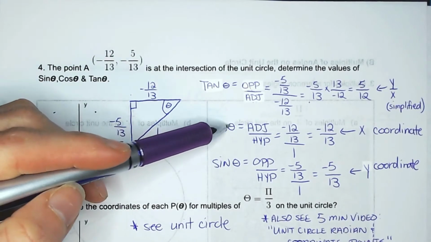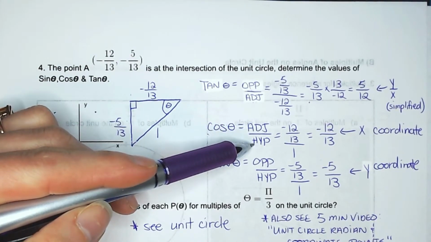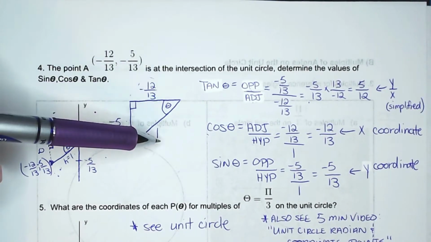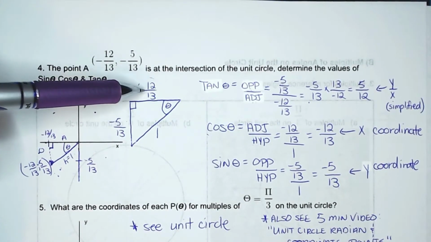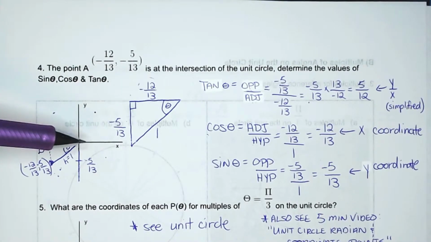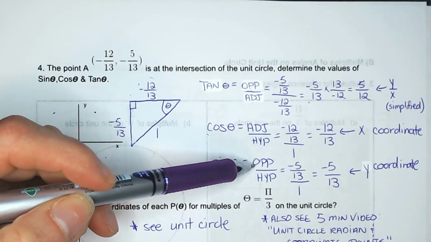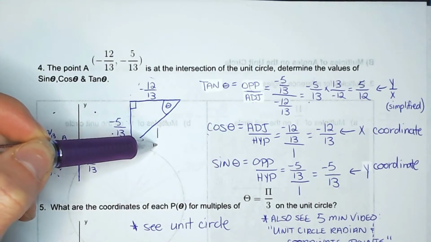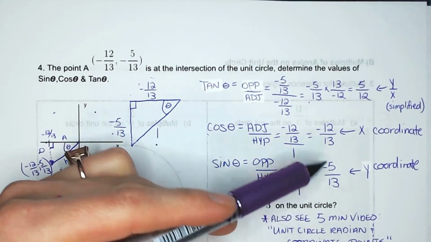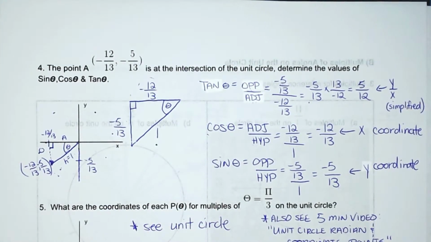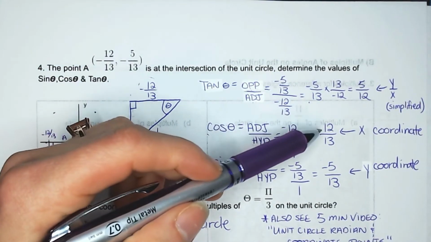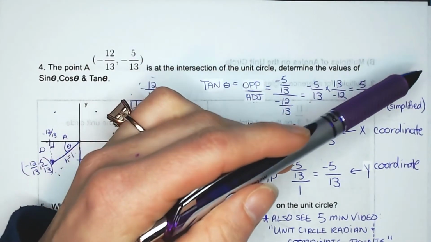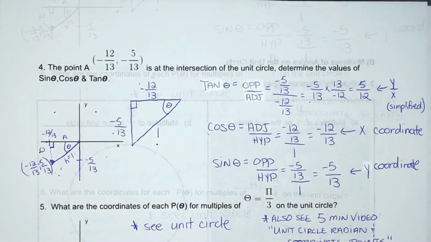Now, our cos theta is equal to adjacent over hypotenuse. Our adjacent side is negative 12 over 13, and our hypotenuse is 1. Notice that this is just the x coordinate. And then our sine is exactly the same, but using a different side. So opposite over hypotenuse, and negative 5 over 13. We have a pretty good indication that we've done it correctly because we have a negative symbol on both cosine and sine, and our tangent has become a positive value.